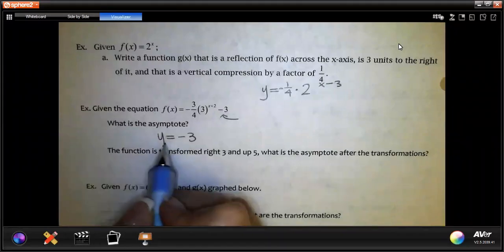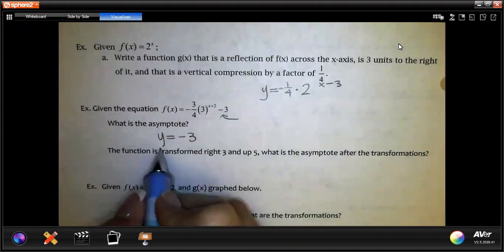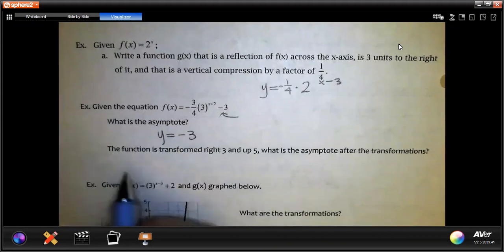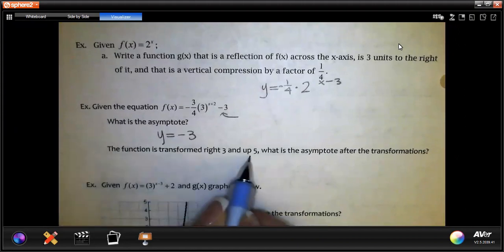The y equals is mandatory because it is a horizontal line. It is not a number, it's a line, and the equation of a line is always with any y equals or x equals if it was vertical. Now it says the function is transformed right 3 and up 5. What is the asymptote after the transformations?